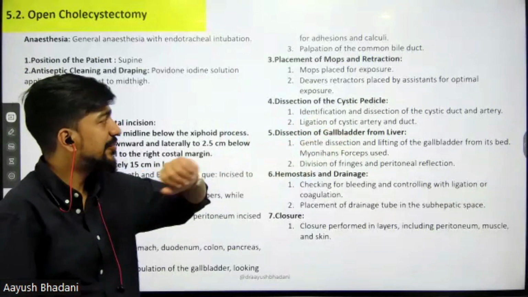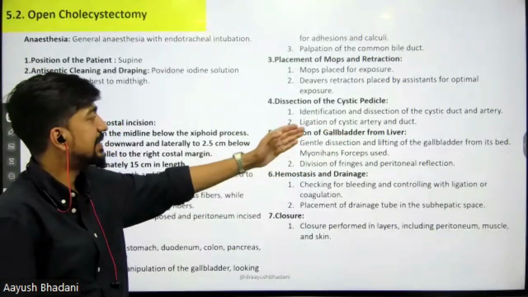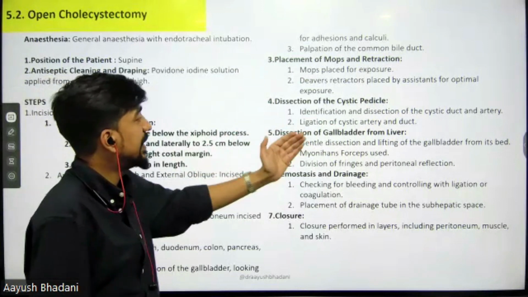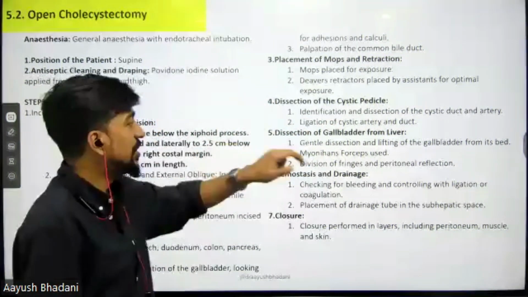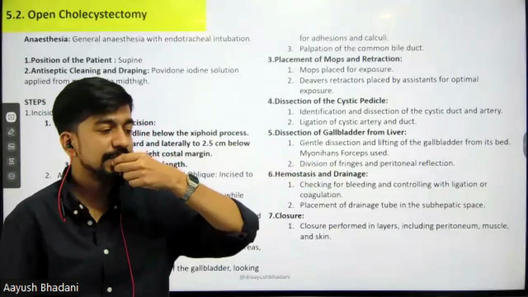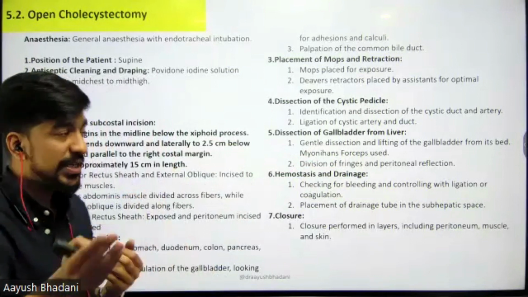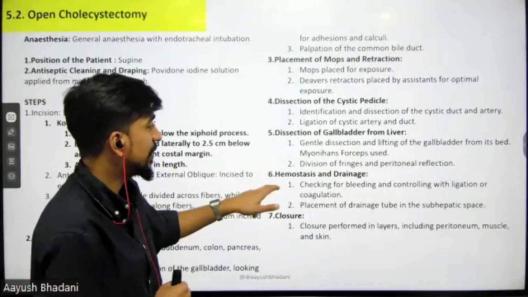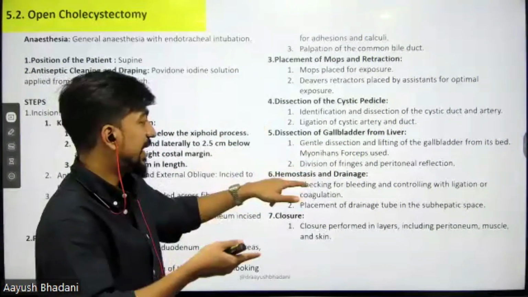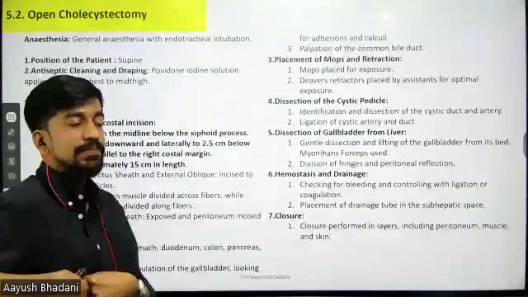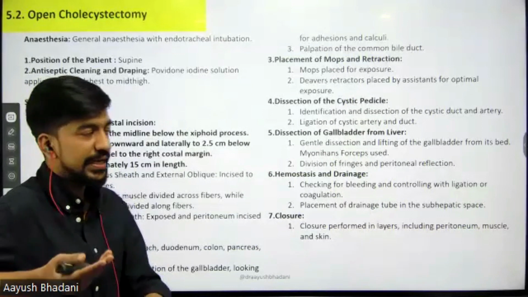Identify the cystic duct and artery. Great, I've identified it. Next, ligate. Okay, I ligated them. Then we'll cut it. Great. Then we dissect the gallbladder from the liver. Over here, we have something known as the Moynihan's forceps. You must have seen it in the OTs. If not, if I take an instrument class by any chance, I'll show the Moynihan's forceps over there. Then we divide the fringes, whichever is there, the peritoneal reflection, put it up, take it out. Obviously, it's open, so just take it out.